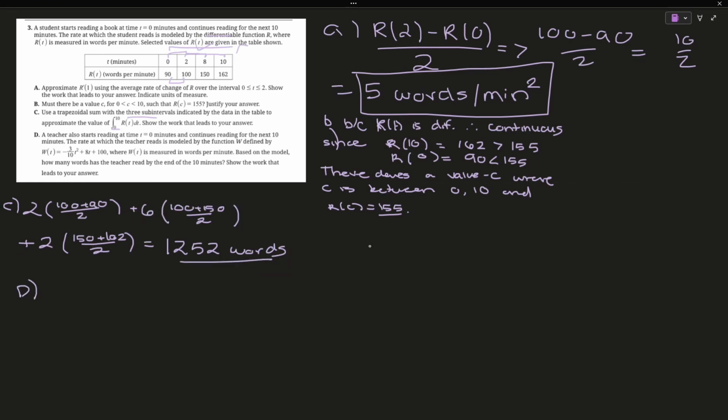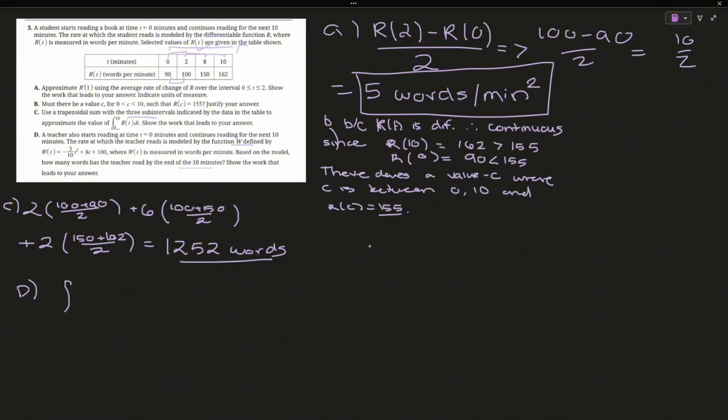Okay, so now part D. It says a teacher also starts reading at time t equals 0 minutes and continues reading for the next 10 minutes. The rate at which the teacher reads is modeled by the function w, where w of t is measured in words per minute. Based on the model, how many words has the teacher read by the end of the 10 minutes? So we have words per minute and we want to get to words. That means we're going to need to integrate the function w of t.